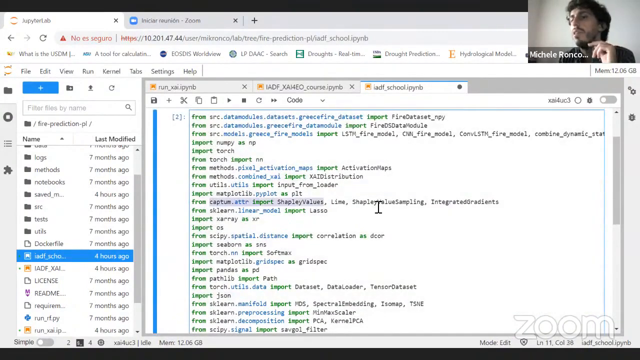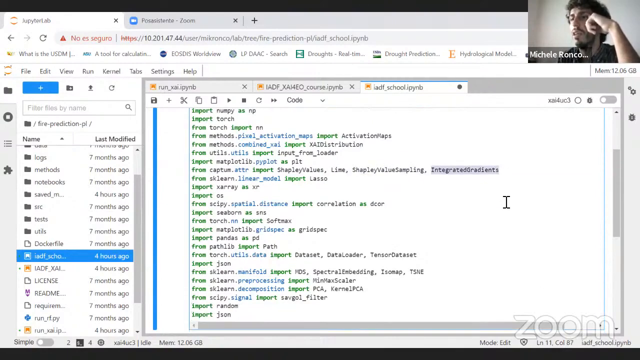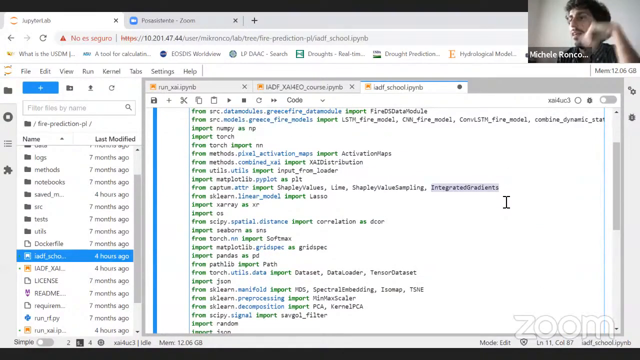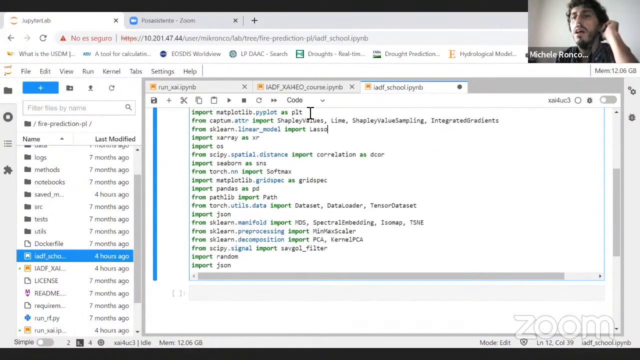The libraries about explainability that we will use, at least some of them, are contained in Captum, Captum.attr in particular, which is a module of the Captum package. Here you can find Shapley values, you can find Lime, you can find different versions of Shapley, the integrated gradients and so forth. So many of the methods that we have discussed today, and even more, these are just some.